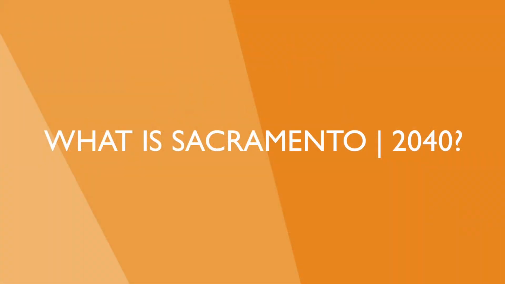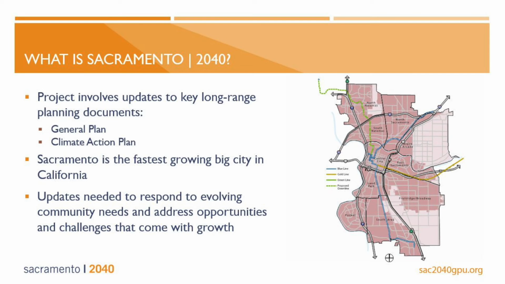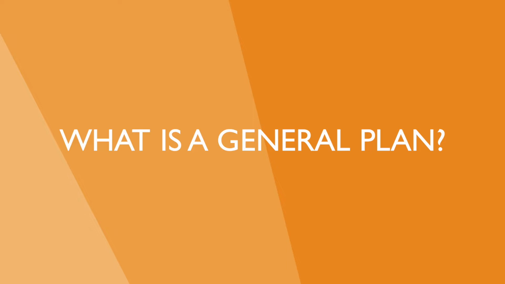What is Sacramento 2040? Sacramento 2040 is an important citywide project that involves an update to two key long-range planning documents, the city's general plan and the city's climate action plan. Today, Sacramento is the fastest growing big city in California. Updates are needed to respond to the evolving community needs and address opportunities and challenges that are coming with this growth.